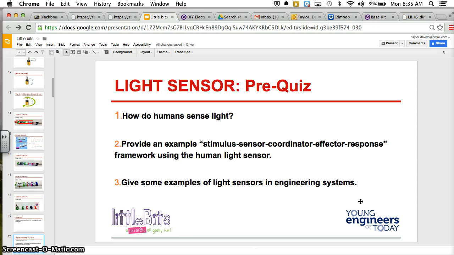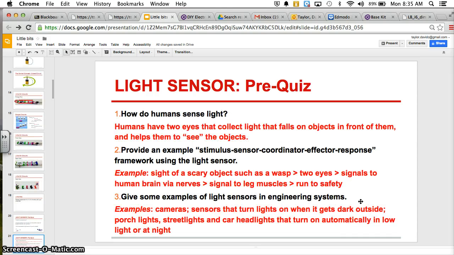How do humans sense light? Provide an example of the sensor, coordinator, effector, response framework using the human light sensor. Give some examples of light sensors in engineering systems. People gave a variety of answers for these, and this is some of the answers that we were looking for. Give you a moment to read that.